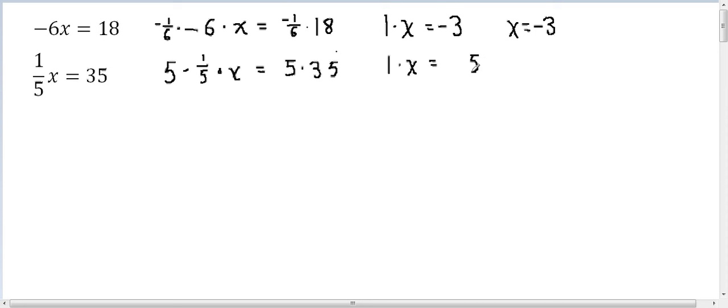We carry the 2. 5 times 3 is 15. Plus the carry of 2 is 17. Once again, 1 is a multiplicative identity, and when we multiply that by x, we get x. So we found that for the second equation, x is equal to 175.